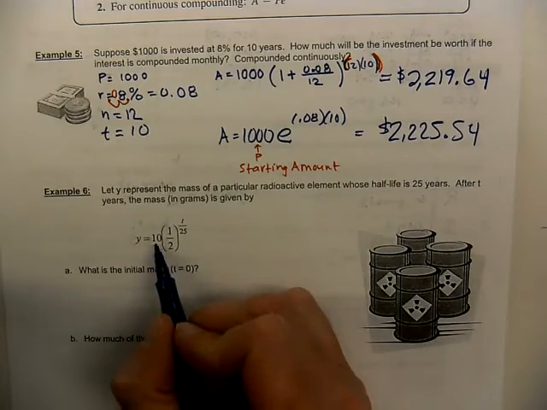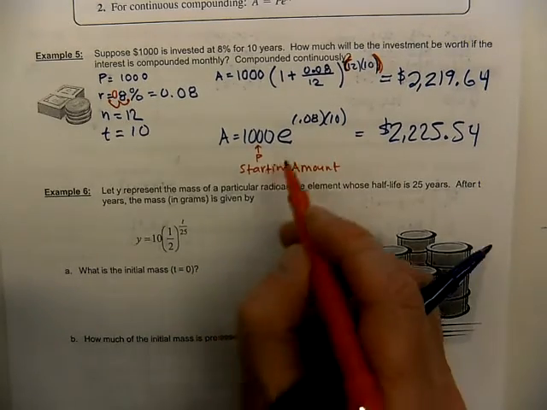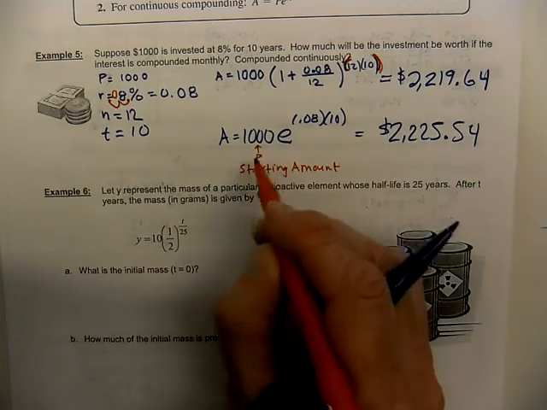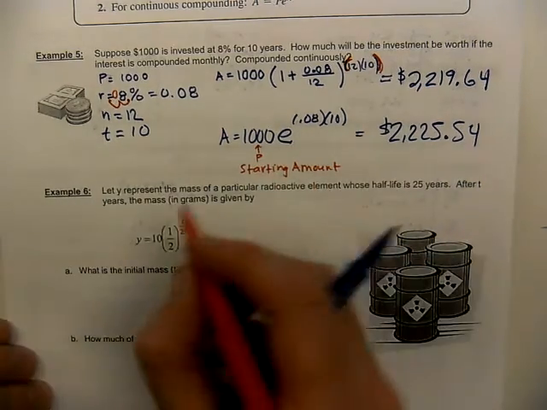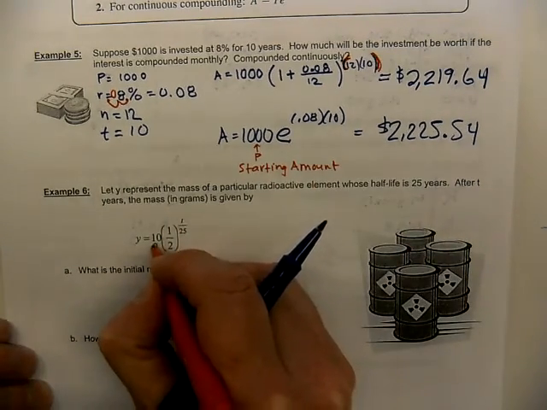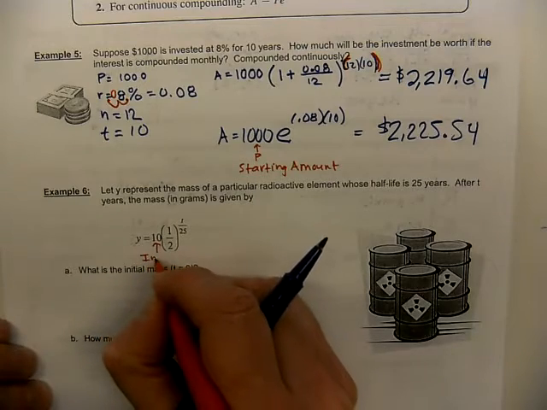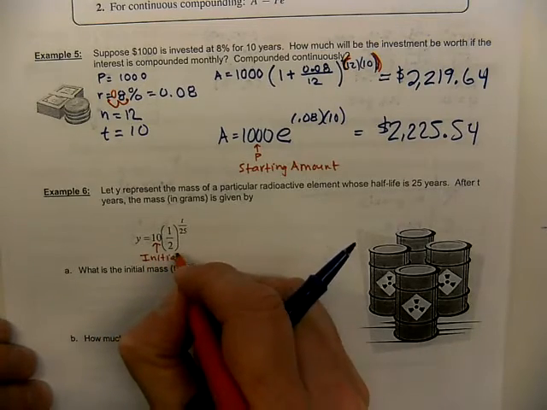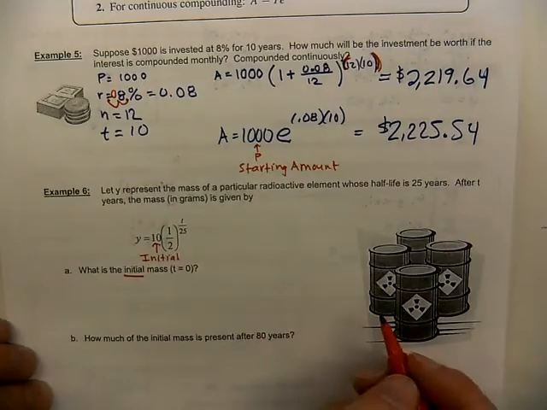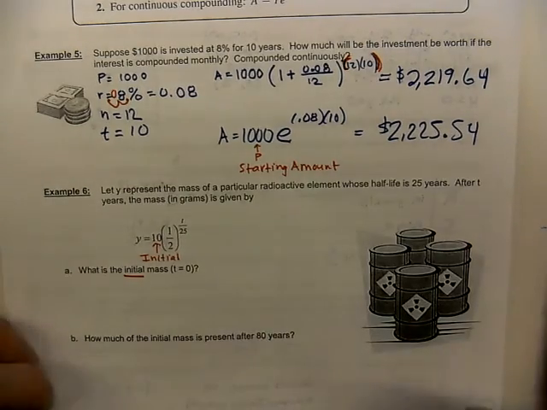So what does this 10 represent? Right? That's what we were identifying here in the financial formulas. That starting amount is your principal. But this, we don't call it the principal, we call it the initial amount. Right? What is the initial amount of mass? Well, there it is, 10 grams.